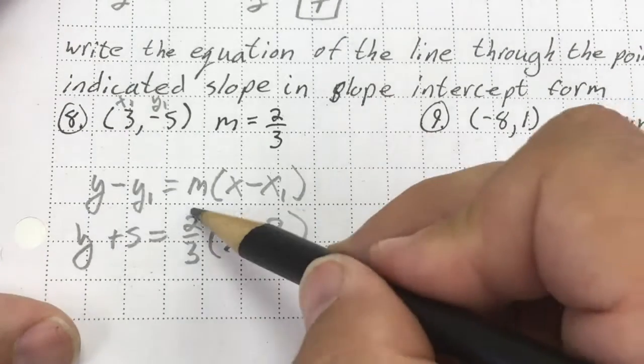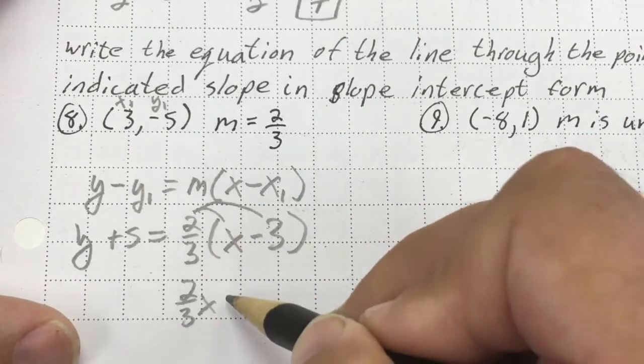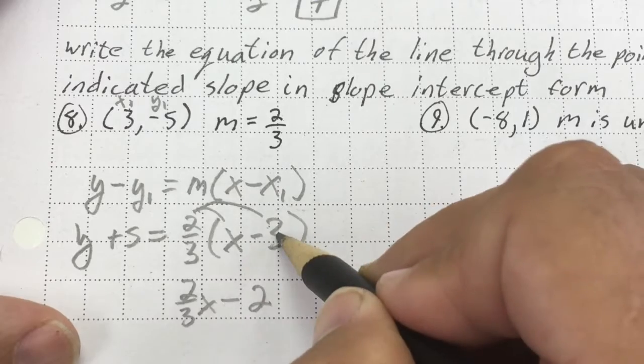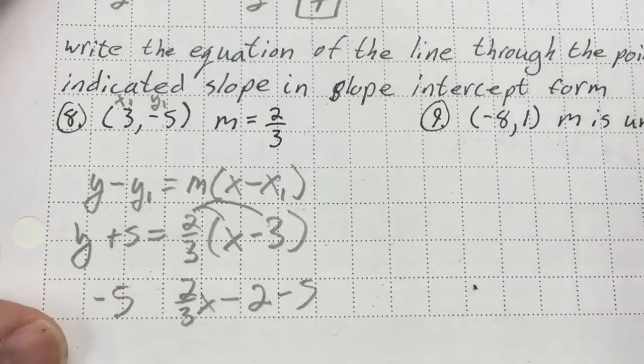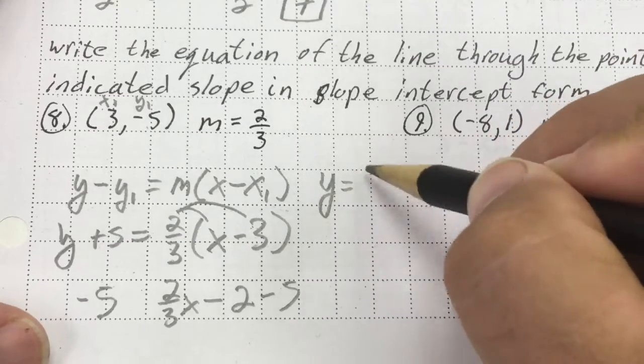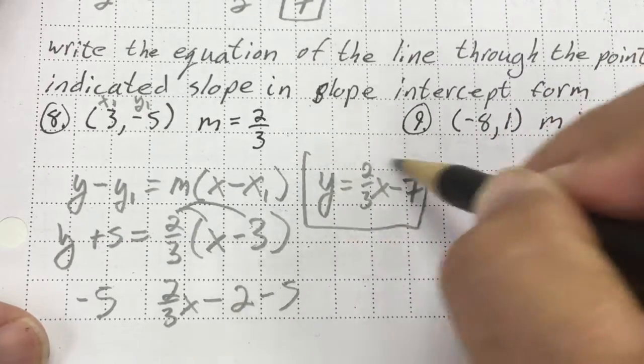Do a little arithmetic. Distributive property. That's 2/3 x minus 2. 2/3 times negative 3 is going to give me negative 6 over 3, which is negative 2. I subtract the 5 from both sides. My final answer for this is going to be y equals 2/3 x minus 7.